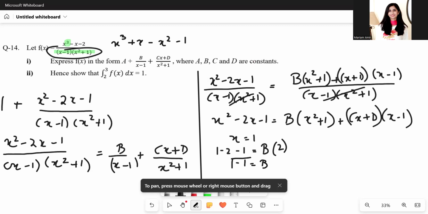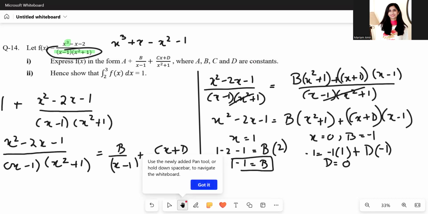Okay. Now we need to find the value of C and D. So we can make x 0 and also use B equals negative 1. So this becomes just negative 1 equals minus 1 times 1, plus C becomes 0 and we get D times negative 1. So we get D equals 0.